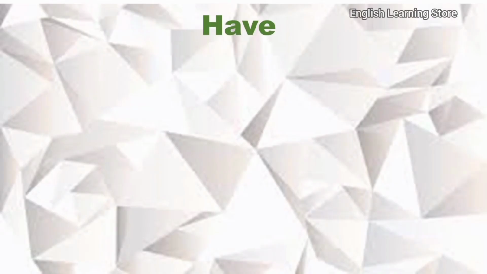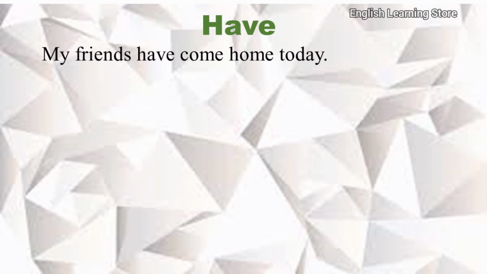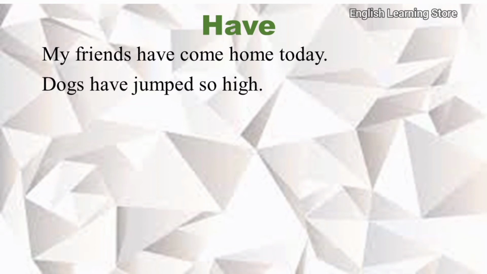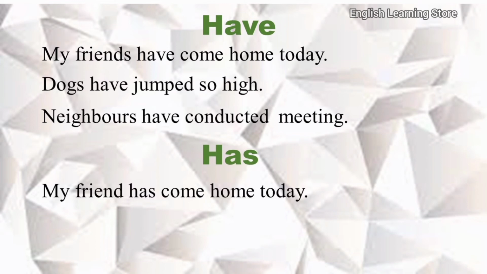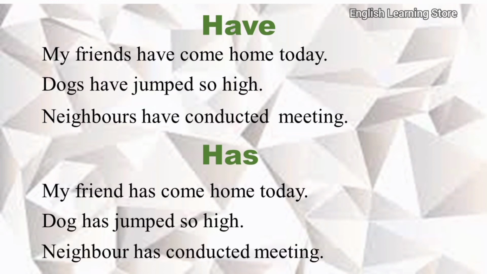Let's see some example sentences on how to use have. My friends have come home today. Dogs have jumped so high. Neighbors have conducted a meeting. If the same job has been done by a single person, we have to use the sentence as: my friend has come home today. Dog has jumped so high. Neighbor has conducted a meeting. So this is how we have to use have and has.